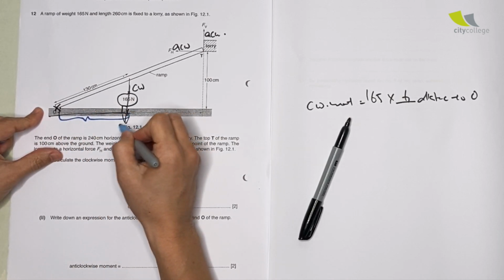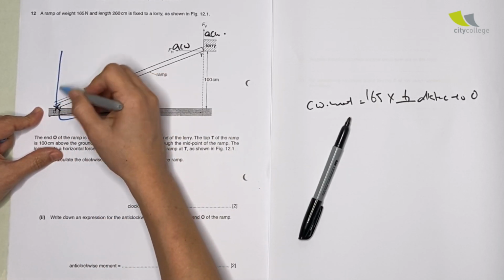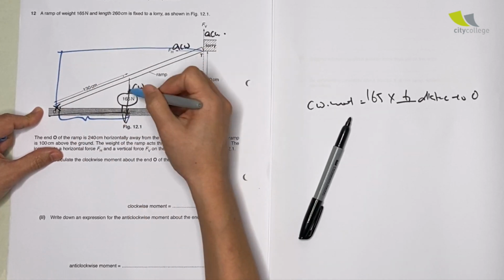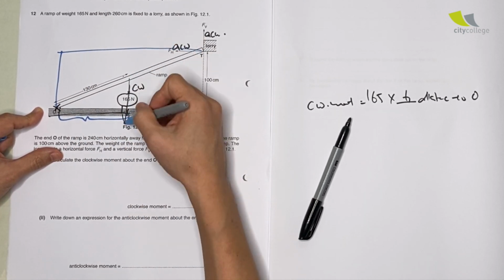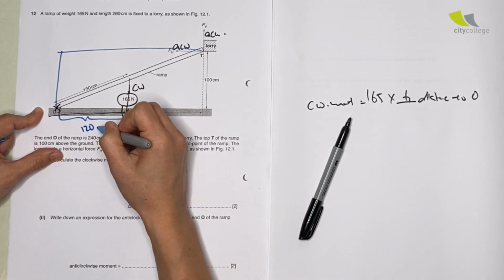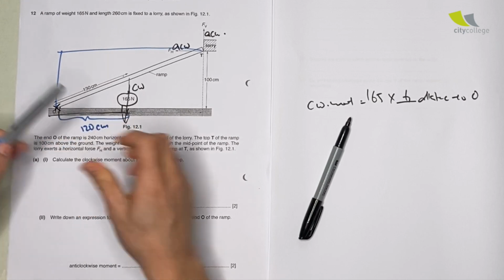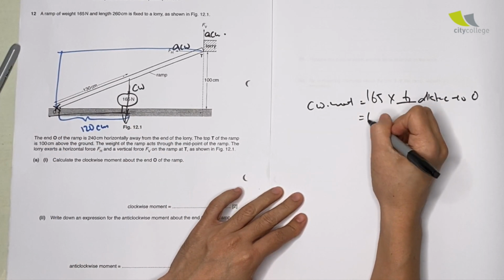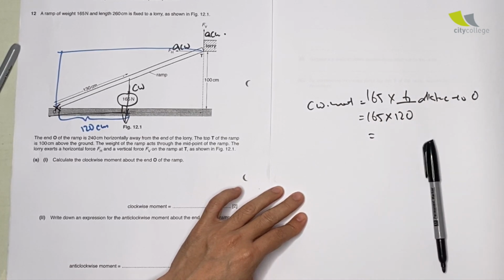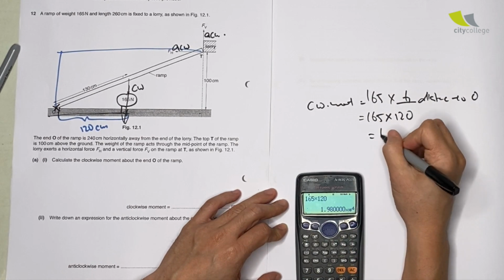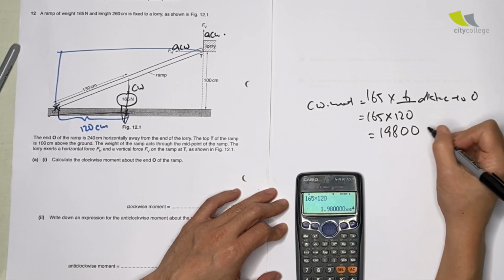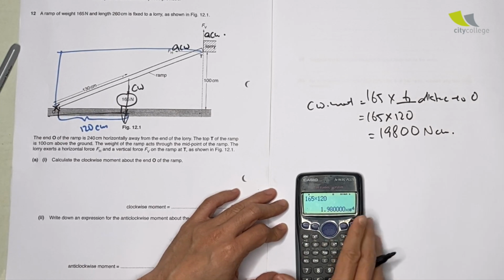So if we extend this line, we are looking for this length over here. How long is this? If you extend this whole picture into a rectangle and take the ramp as a diagonal, this part will cut right in the middle. So this is actually half of the entire 240, so this is 120 cm. So clockwise moment is 165 multiplied by 120. So your answer will be 19800 Newton cm.